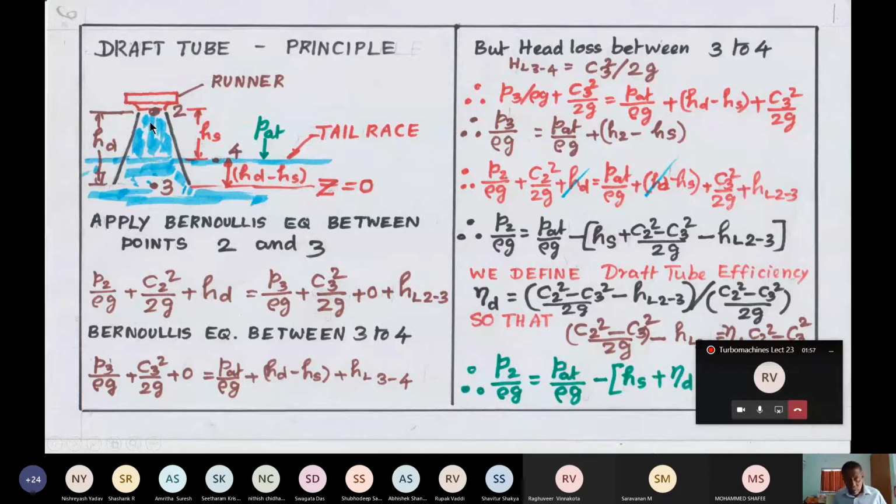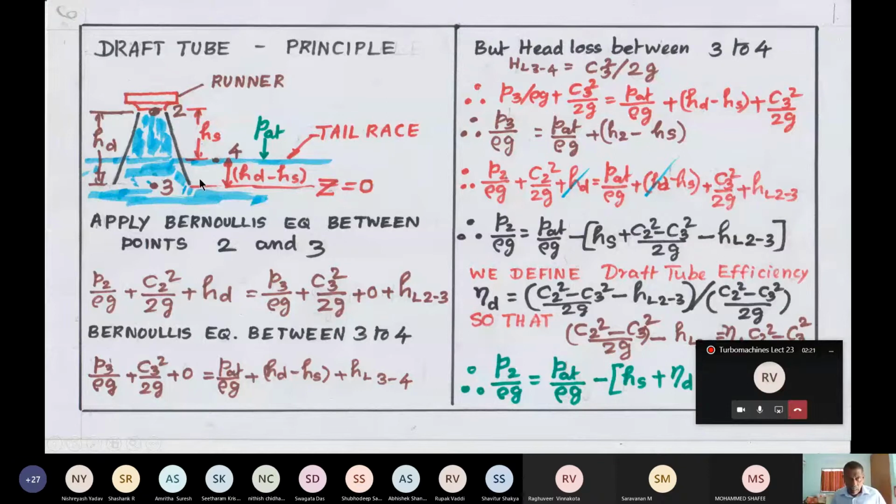Remember, the draft tube is used in reaction turbines, and some of the reaction turbines like Kaplan turbines may work with heads even 10 meters. So there you can't just lift any height, and the little bit of advantage you get by keeping it slightly higher can be utilized.